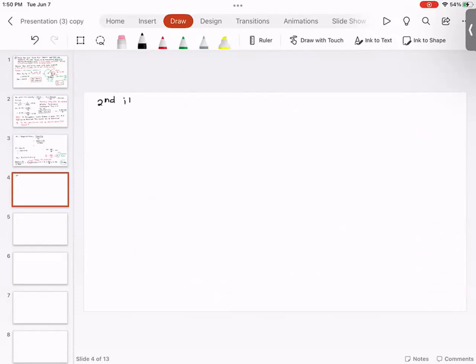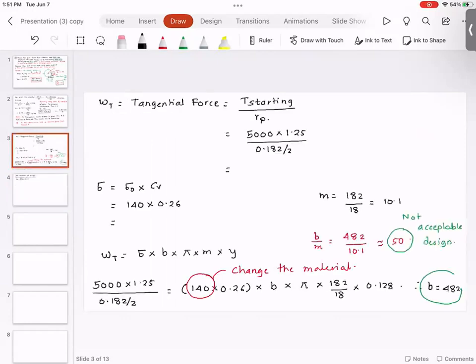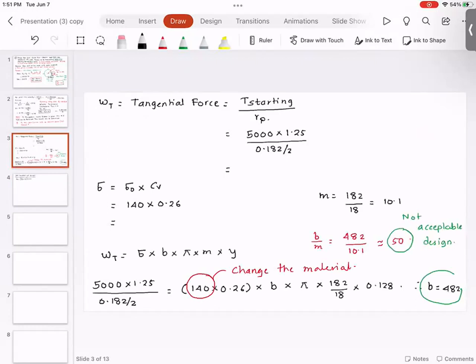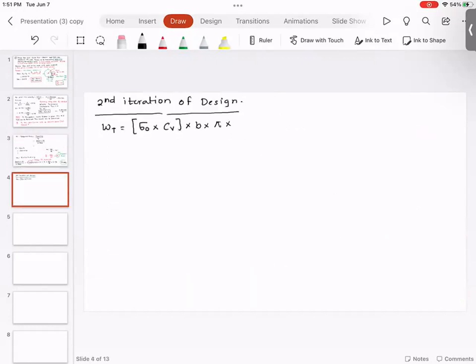Second iteration of design. In the second iteration of design, WT is equal to sigma naught multiplied by CV multiplied by B multiplied by pi multiplied by M multiplied by Y.